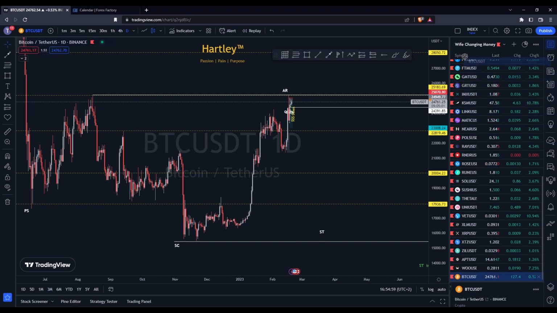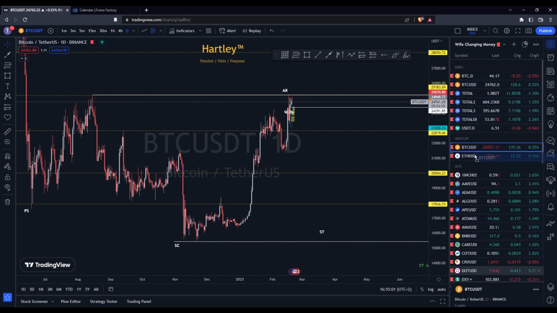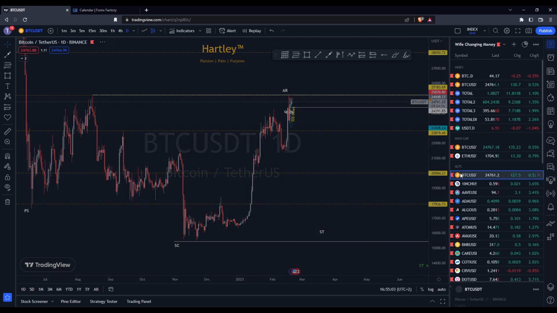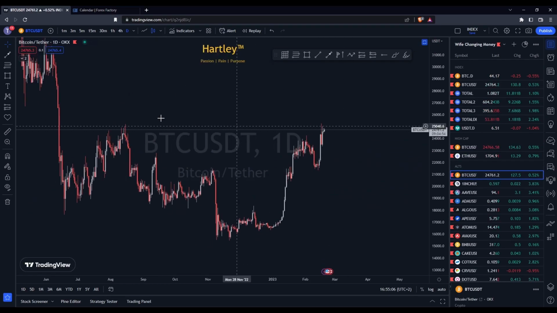So at this point in time, all we have is Bitcoin. So we have Bitcoin to decide where the support and resistance is, right? So on the daily time frame, you're going to have to mark off your support and resistance, and then go to the lower time frames and mark off your support and resistance.